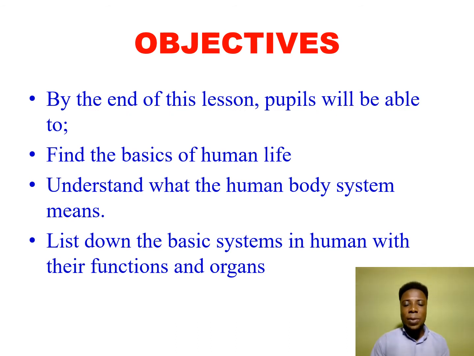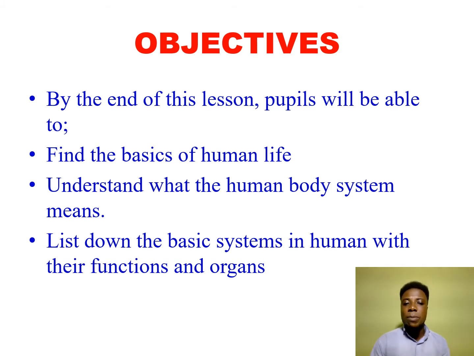Here we are. These are our objectives, or what we stand to achieve after the topic. By the end of this lesson, pupils will be able to, one, find the basics of human life. Good. And then also, you should be able to understand what the human body system means. We should be able to get that.